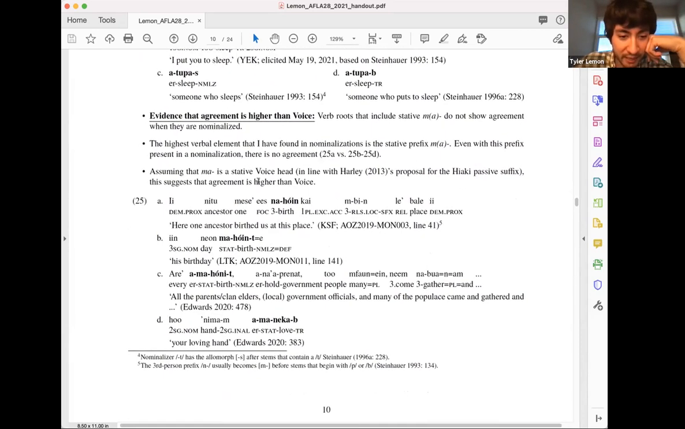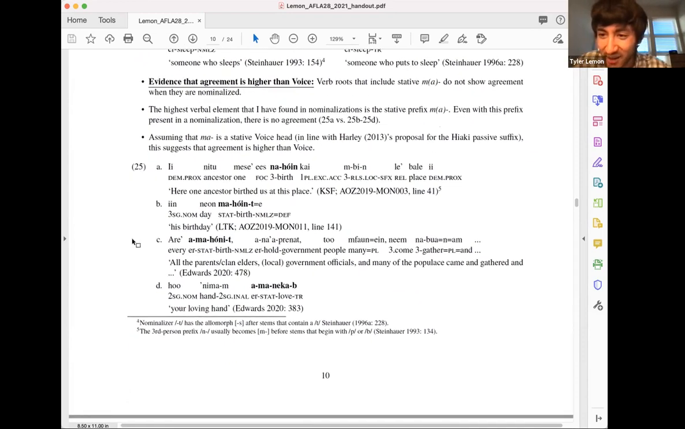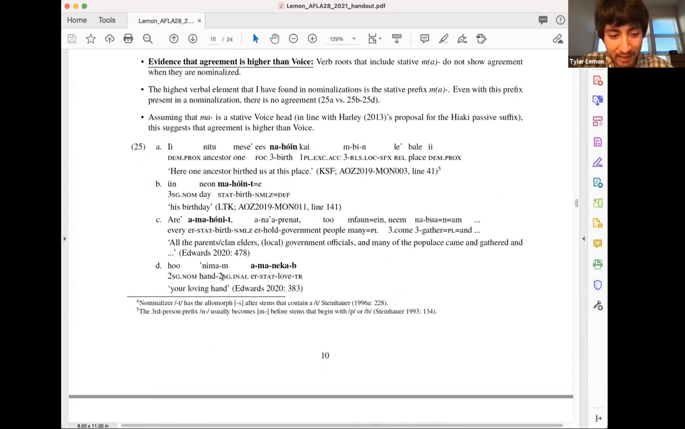And so you can take an example like initumese esnahuinkan bin lepalei to show that this is a verb root, like give birth, that does agree when it acts as a verb. But if you have something like his birthday, you can get this mahuente here, which is like be-birthedness or something like that. Or amahonit, meaning parent, or amane. Here's another example with a different root that includes both stative ma and transitive b.